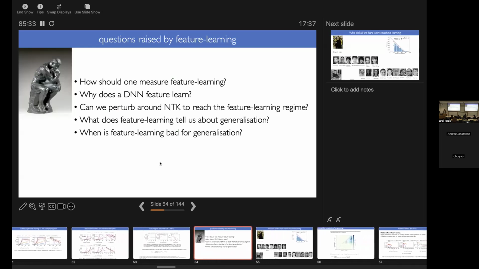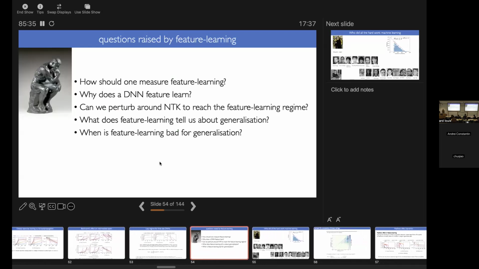All right, so I come to the end of my talk, and here are some questions that are raised for me. First of all, how should we measure feature learning? This is one way of measuring feature learning. I don't think it's necessarily the only way or the best way of measuring it. There might be other more instructive ways.